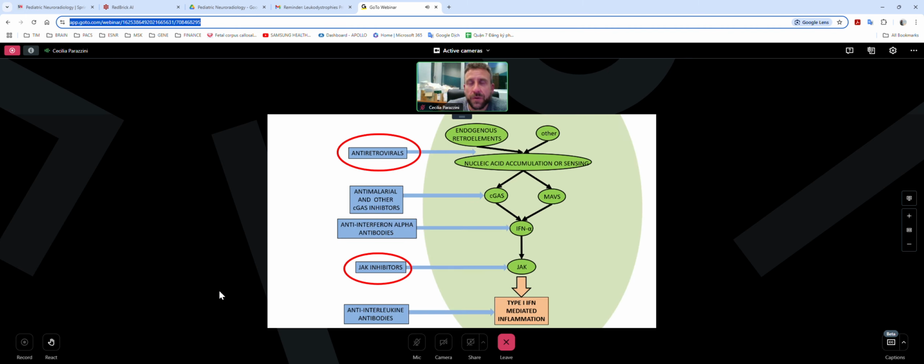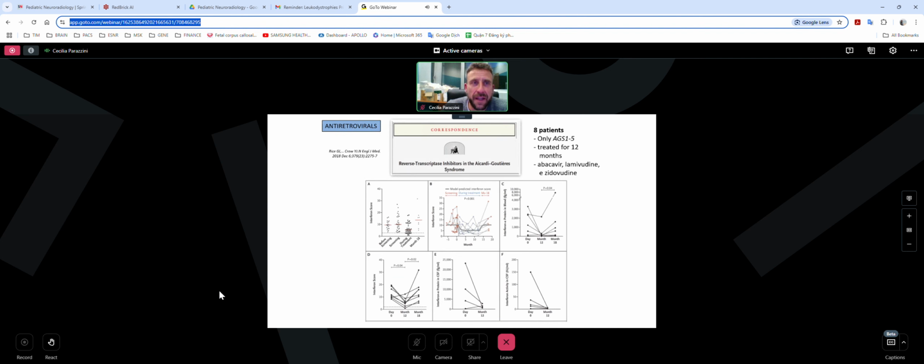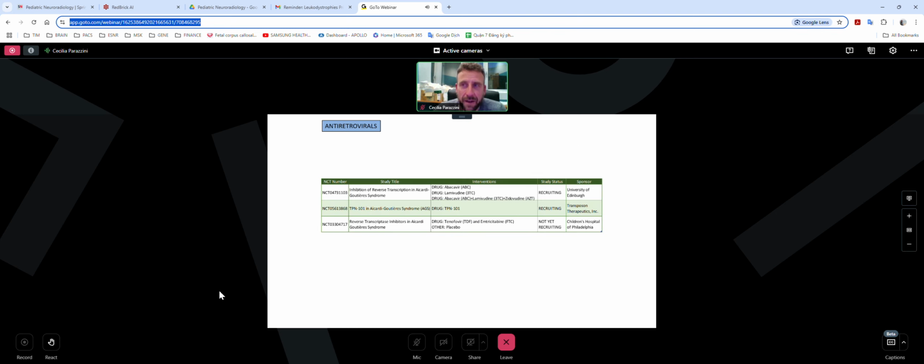Antiretrovirals are also under study. They have been used in this trial, and the results of this trial were published in 2018, and they have been demonstrated quite efficacious on the biological markers of the disease, showing a reduction of them. This was a phase 1 study, so the primary outcome was based on the biological markers. And there are a number of other clinical trials that are now ongoing, and so we don't know the results yet.